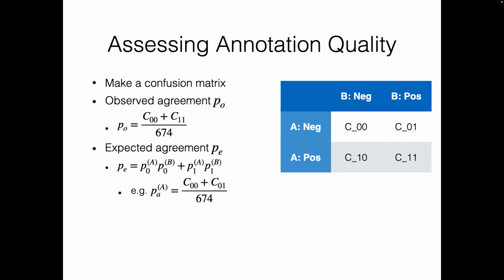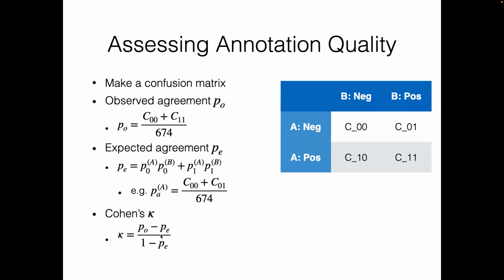Then the expected agreement is, again, intuitively the agreement you expect to have by chance. So here you can see it's asking what is the marginal probability of getting a 0 from annotator A or a 0 from annotator B? This would be an agreement because they both got 0 or they both got 1. For instance, one of these terms would be calculated like this, and they're all based on this contingency or confusion matrix.